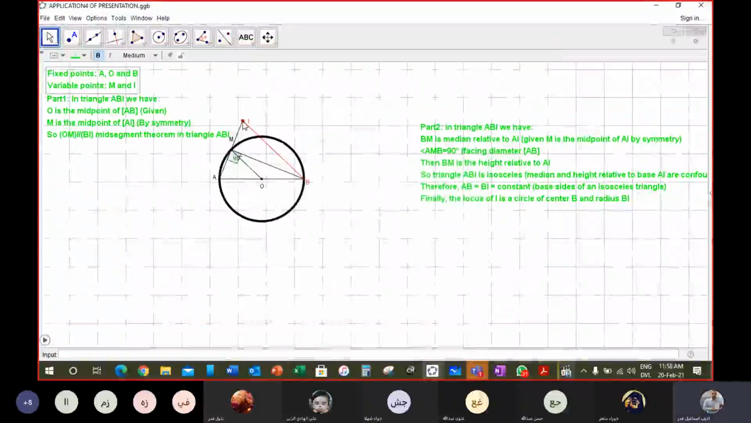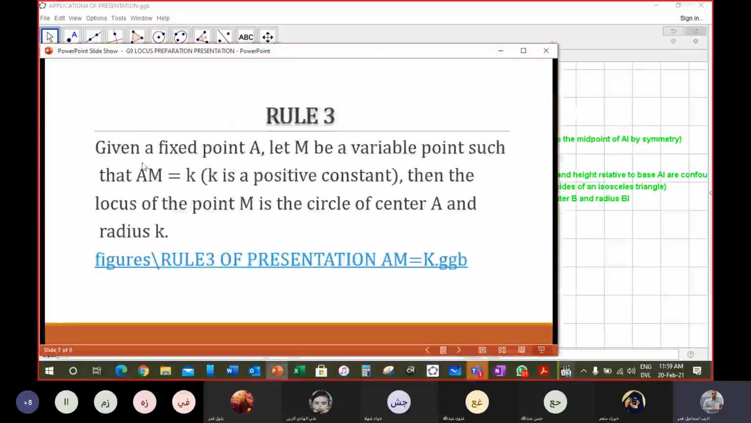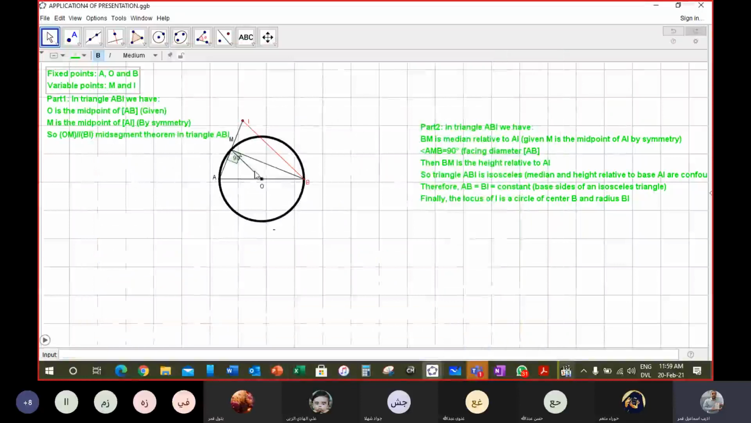This is point I. We should find the locus of point I. Part 2, as I told you yesterday, we are working on rule 3, where we have a fixed point and a variable point such that there is a constant distance between them, which is the case of the cow grazing around a fixed pole.